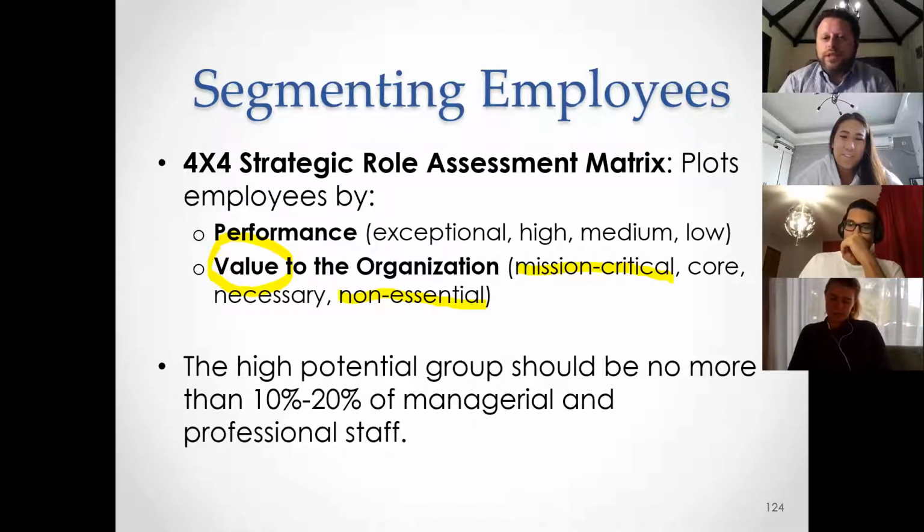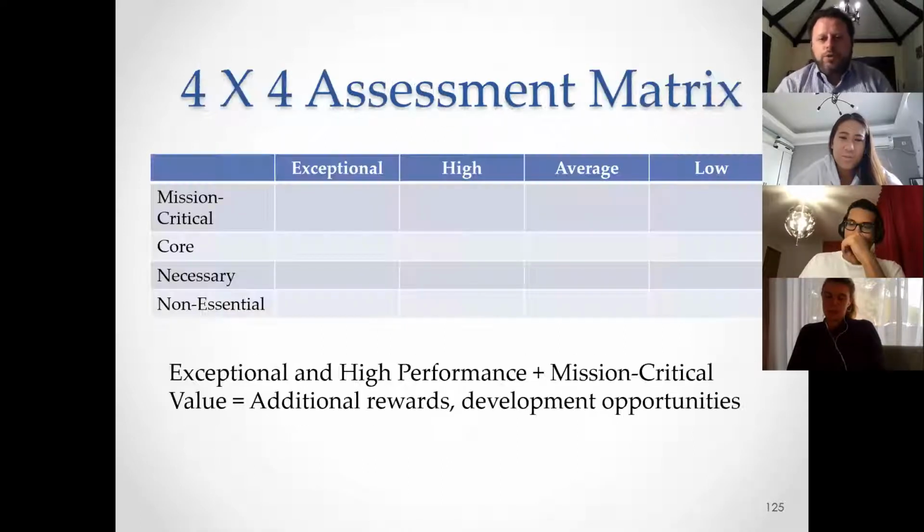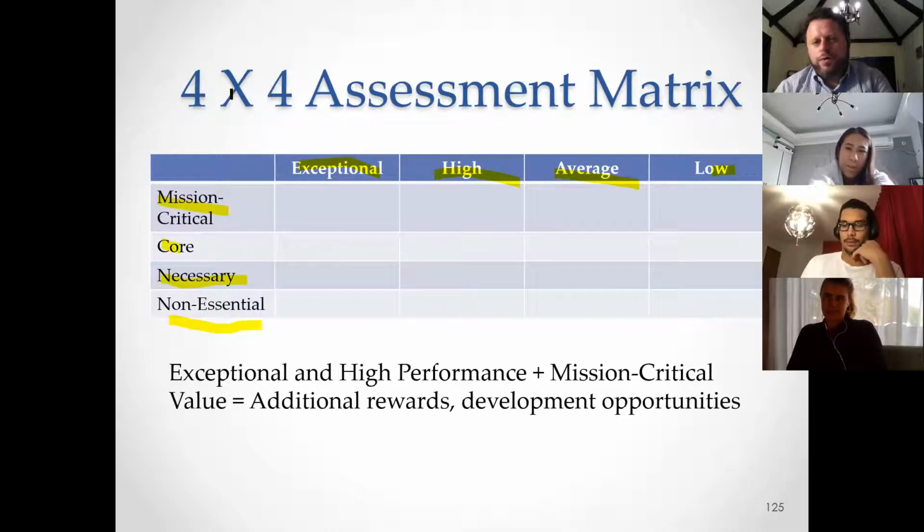So what we would generally have is called a role assessment matrix, and it would look kind of like this. This is an example of 4 by 4: 1, 2, 3, 4 times 1, 2, 3, 4. It could be 6 by 6, it could be 6 by 4, whatever, it doesn't matter. This just happens to be 4 by 4. It depends what your ratings are.